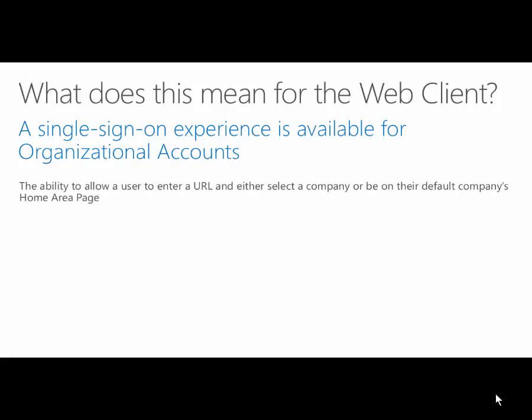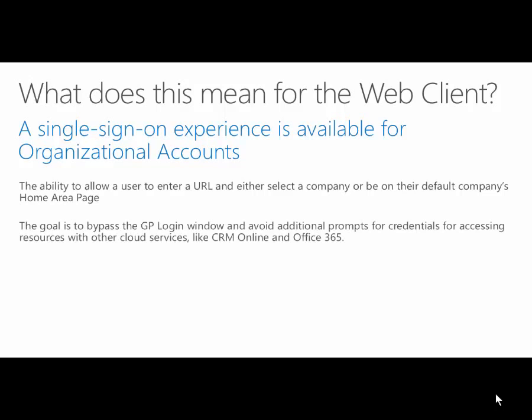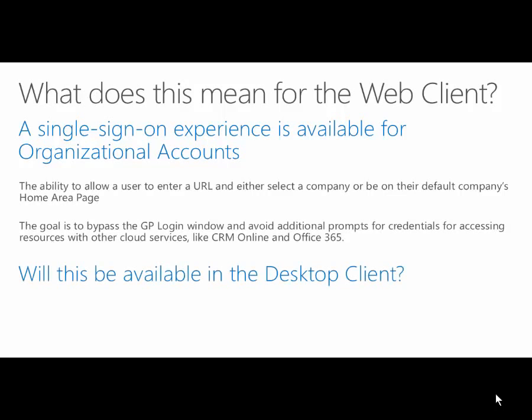The user has the ability to simply enter in a URL and then either select a company or be in the default company's homepage, had they chosen a default company at one point in time. So once again, the ultimate goal is to bypass that GP login window, and also with organizational accounts now, to avoid those additional prompts for credentials for accessing resources on other cloud services like CRM Online and Office 365. So will this be available in the desktop client? No, this will actually only be available on the web client.